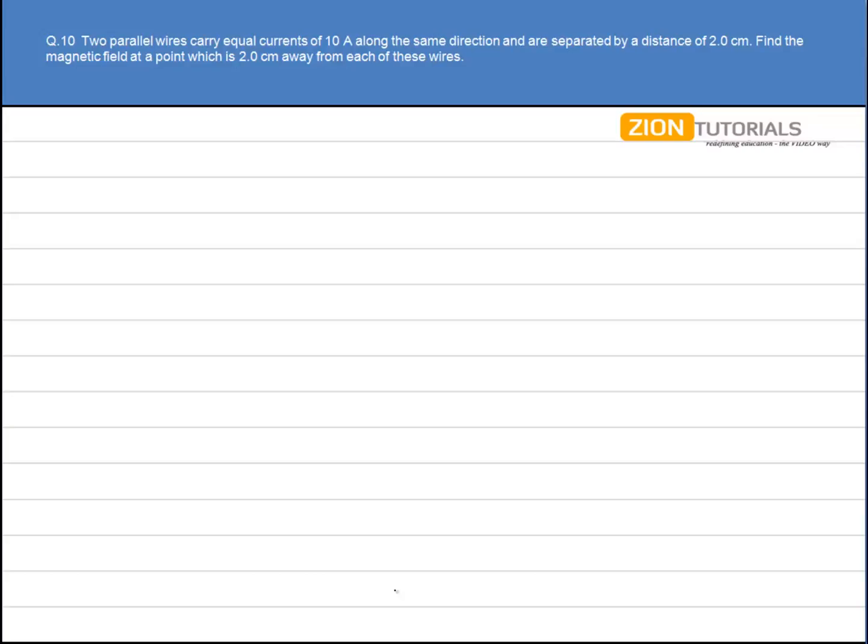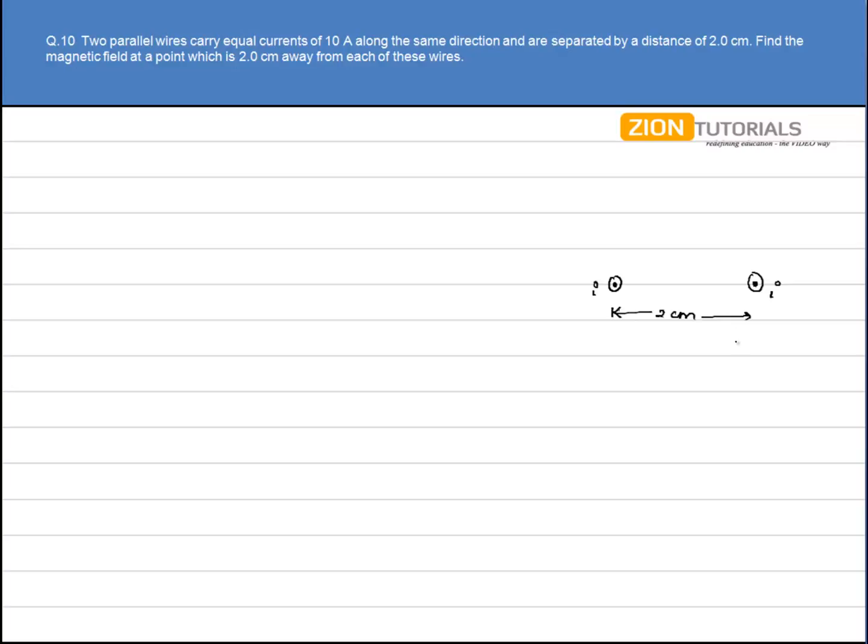Two parallel wires carry equal current of 10 ampere along the same direction and are separated by a distance of 2 centimeter. We have to calculate the magnetic field at a point which is 2 centimeter away from each of these wires. Let's say the two wires are carrying current inside the plane, so both are carrying equal current. Let's say I placed them at a separation of 2 centimeter.